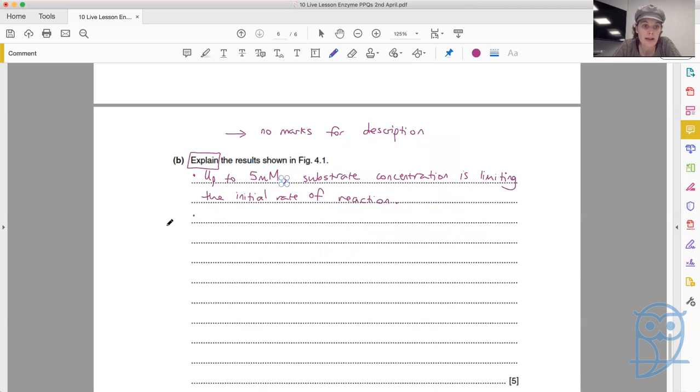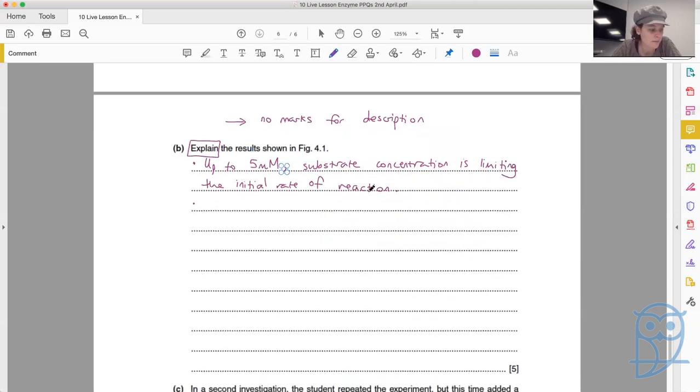Okay, so expand on this. There are free active sites and relatively few enzyme substrate collisions. So not even complexes being formed. They're not even colliding to each other because there's not so many substrate molecules around.